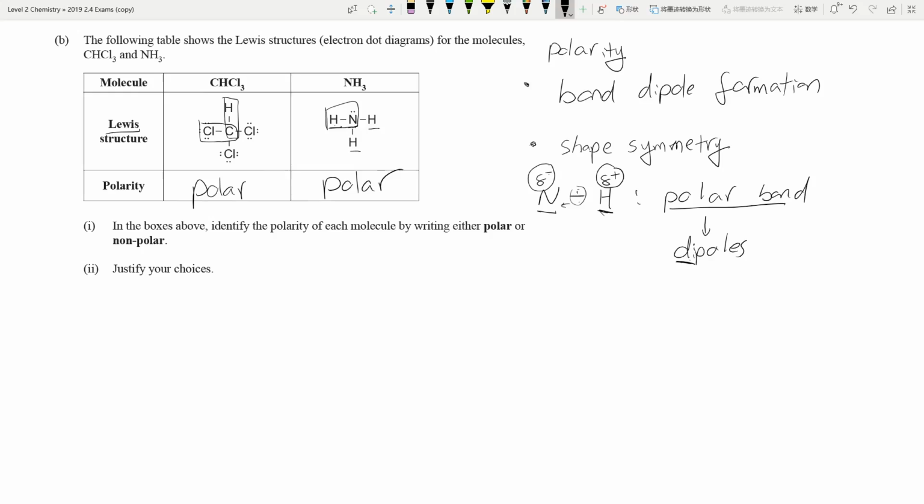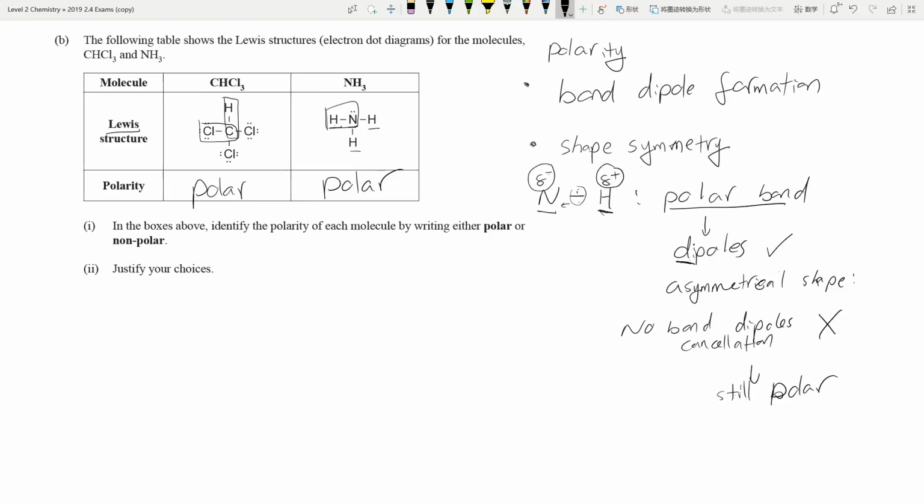Now, if the bond dipoles are evenly distributed in the shape, if the symmetry of the shape allows them to cancel each other out, then it will be nonpolar. But in this case, we have bond dipoles and an unsymmetrical or asymmetrical shape, because if you look at the shape of the molecule for NH3, which is trigonal pyramid, this is an asymmetrical shape. Therefore, the bond dipoles do not cancel each other out. No cancellation. So that means this is still polar. What does that mean? That means part of the molecule is slightly positively charged and the other half is slightly negatively charged.